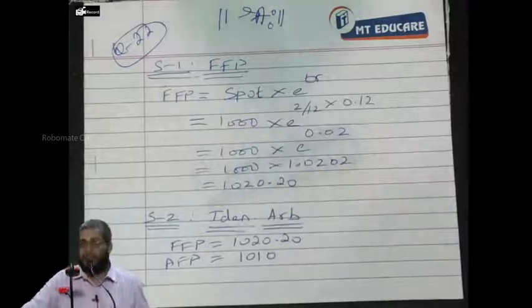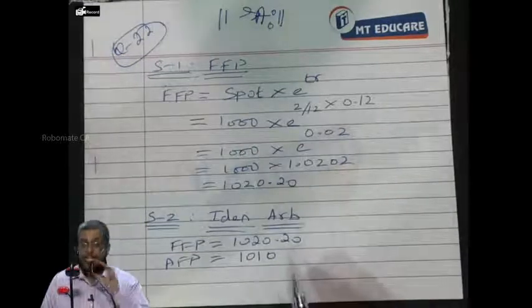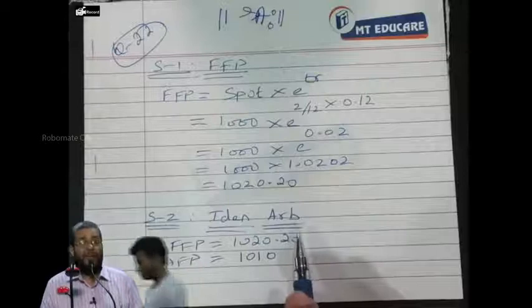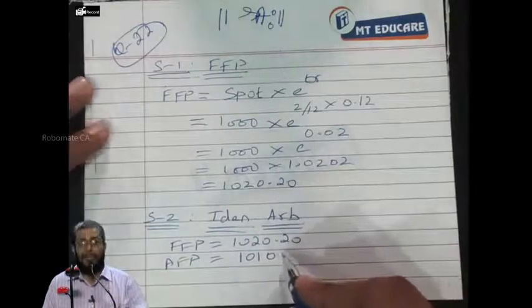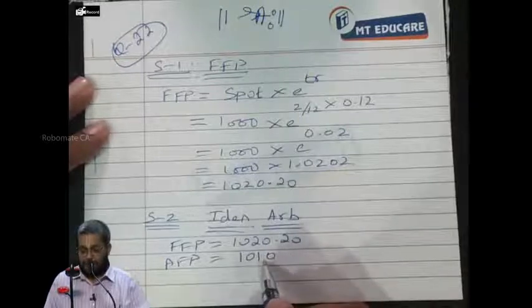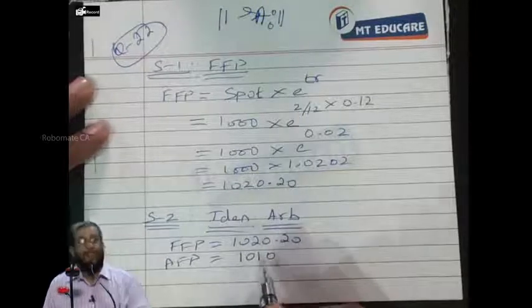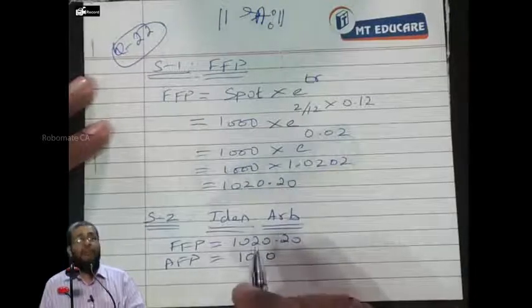What is my strategy? Tell me. Short sell Nifty and buy Nifty futures. Come back. Why do I go for buying the Nifty futures? Because the future price is underpriced. So since the future is underpriced, I go and buy what?